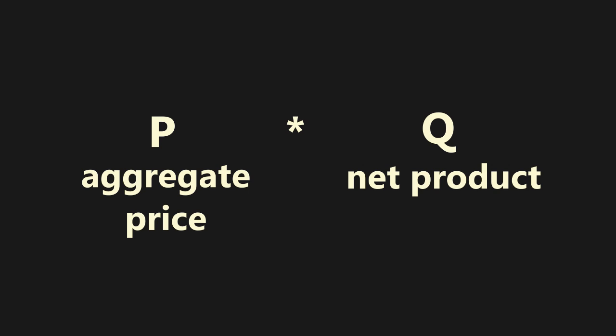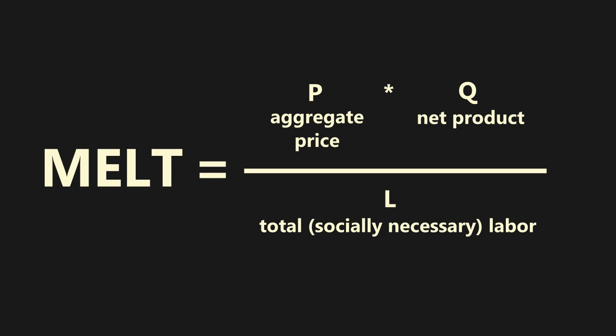Finally, P times Q represents the price of the social net product, or the monetary expression of the new value produced by labor. We can now define MELT as a ratio, where MELT equals P times Q over L, the price of the net product divided by the total labor used. If we say that society produced 100 units of a net commodity priced at $2 and employed 100 hours of labor, then the MELT is $2 per hour of labor.